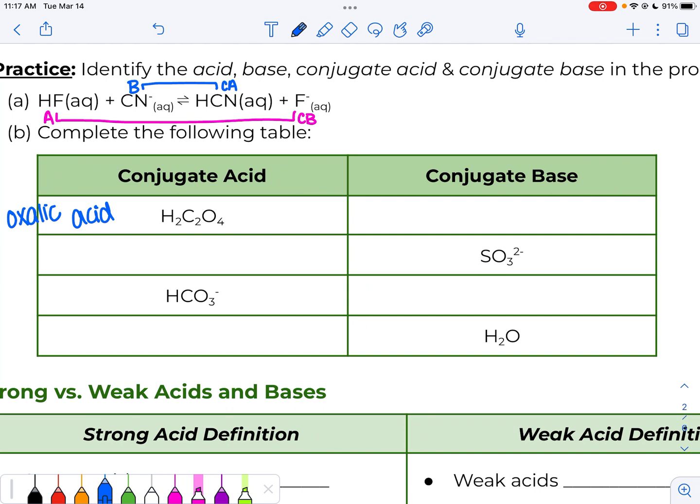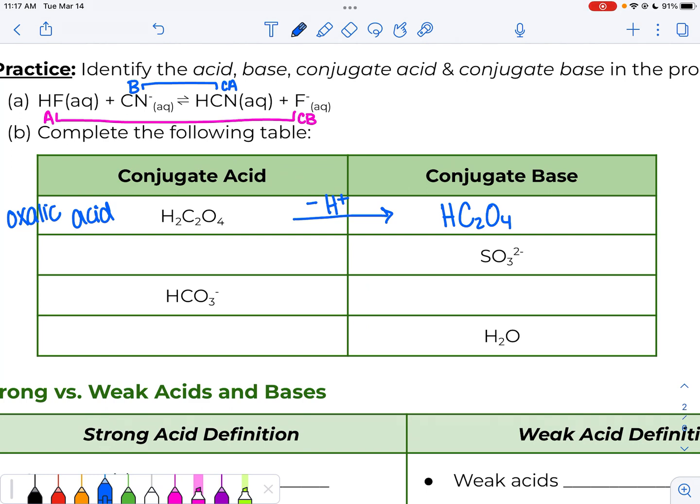So if this thing wants to form a conjugate base, how's it going to do it? Well, it's going to donate a proton. It's going to lose a proton. So over the little barrier right here, I'm going to say we're losing an H+. So if we do that, we still have one H left over. Our formula just becomes HC2O4.